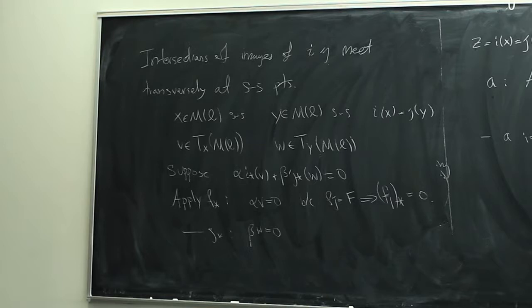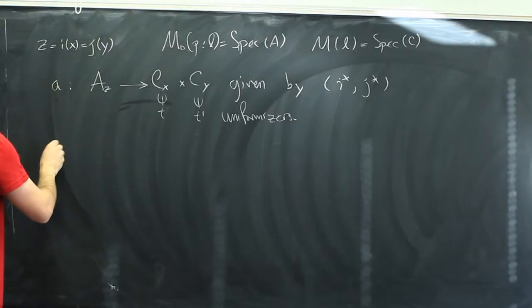So I'm going to call z this point, I of x, which is the same as J of y. So we want to understand the complete local ring at this point z on M0P of L. Let me call the ring of this A, and the ring of M of L, I'll call C. So I'm going to consider the ring homomorphism from A localized at z to Cx times Cy, given by I star and J star. This is the map on rings dual to the maps I and J from the disjoint union of these two copies of M of L. And I'm going to choose uniformizers, let's say t here and t prime here.